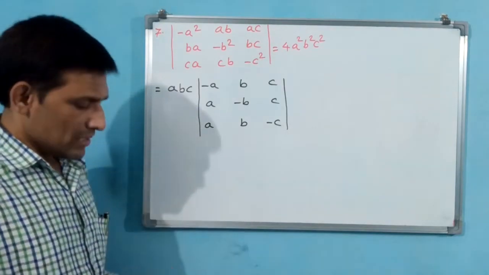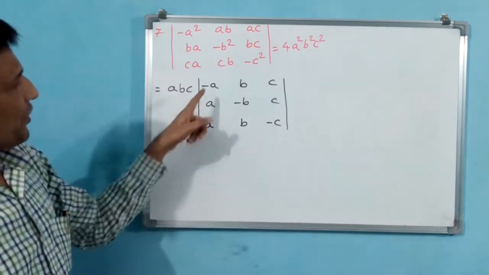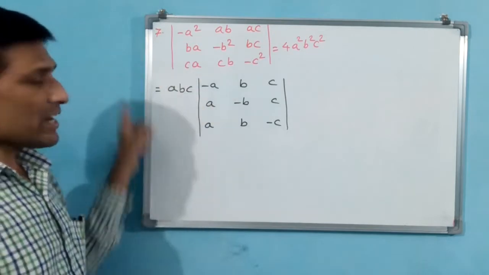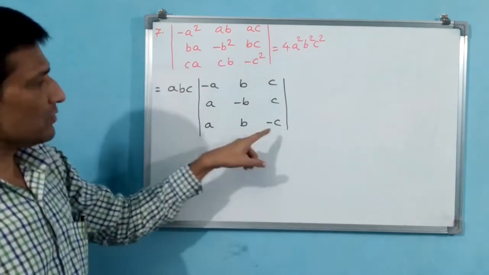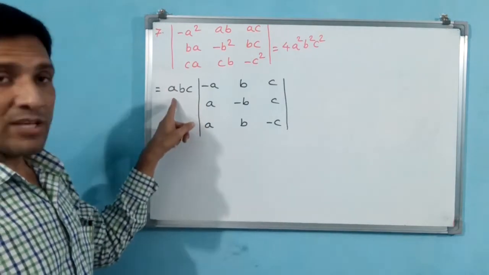Definitely okay. Now you see what I do. Again, compare what is there: A, B, C. That means A you can take outside, B you can take outside, and C you can take outside. Then if you take A outside, A square is going to become.